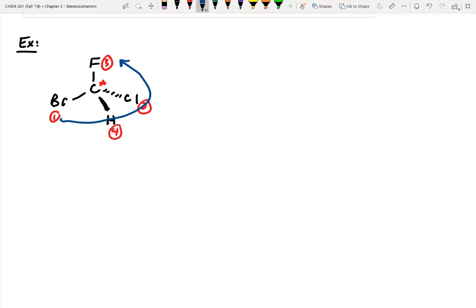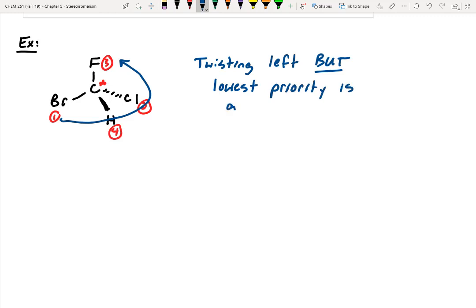No, in this case, we would say twisting left, but our lowest priority is a wedge, meaning this would have what stereocenter? Because normally left is S, it must be R. All right. There's a few tricks you can remember. So normally twisting to the right is an R if your lowest priority is a dash, which makes sense. Right, R. Does anybody know why left is S?